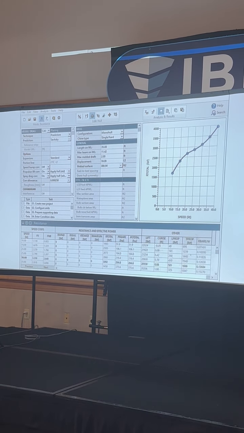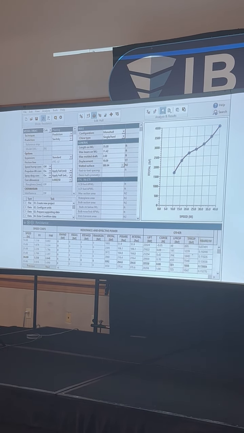resistance. So we have these numbers, they're great. What do we do with them?